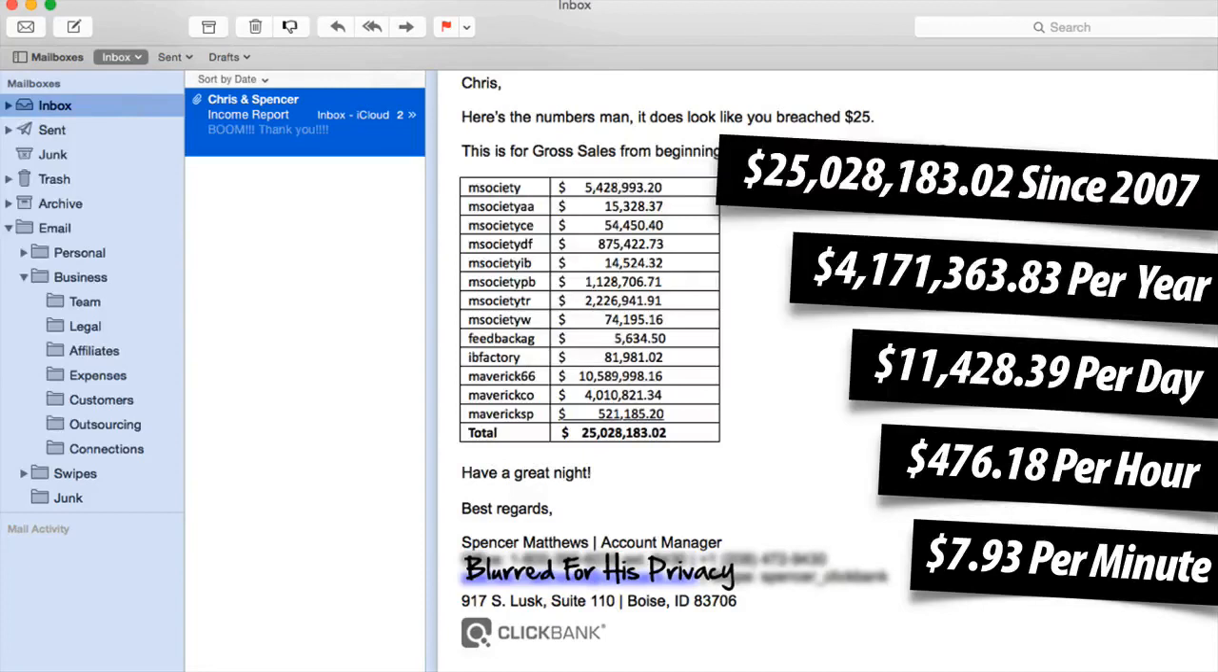And what you're looking at right now is an email from my account manager where I had to get the total revenue generated from all of my membership sites leading up to the time of sale. And these are numbers that are actually money in the bank numbers, which came out to just over $4.1 million per year, over $11,000 per day, and $476 an hour. And this is every hour of every day for 6 straight years.